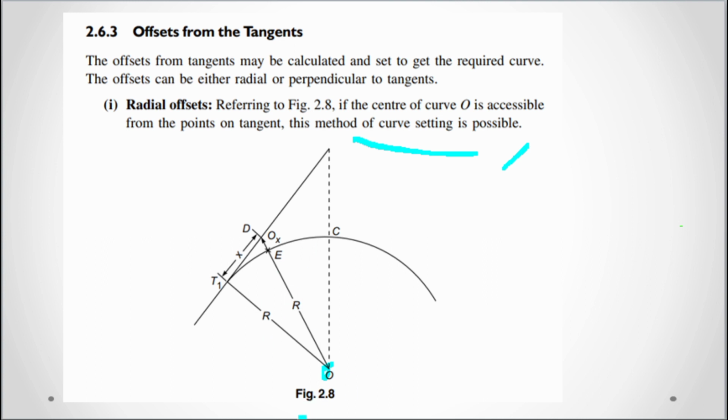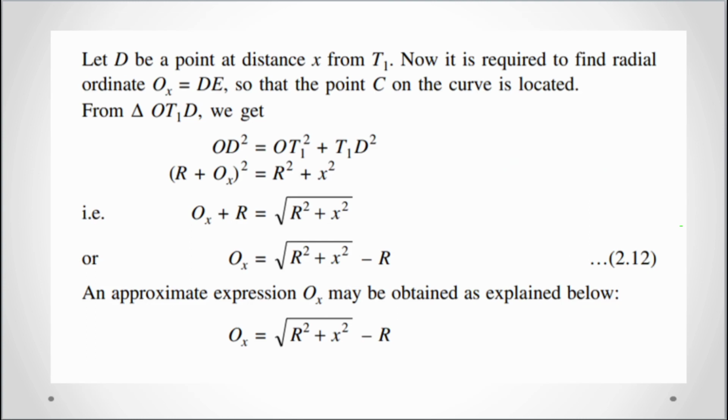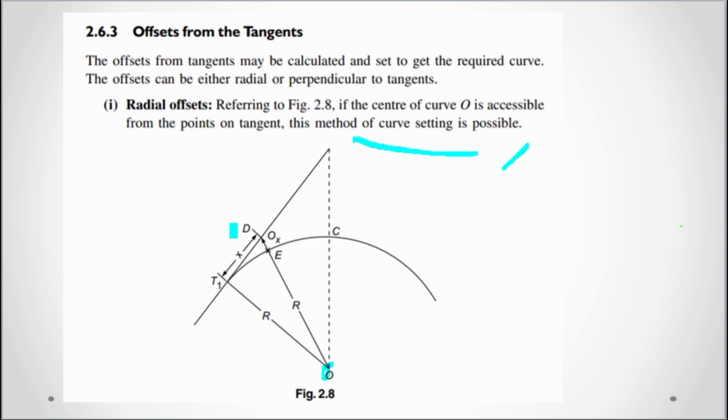This is the method that is used when the center of the curve O is inaccessible. So let B be the point at distance x from T1, and it is required to find the radial offset of the ordinate x, which is equal to DE, so that the point C on the curve can be located. This is the distance x from T, and the distance DE is represented by the offset x.